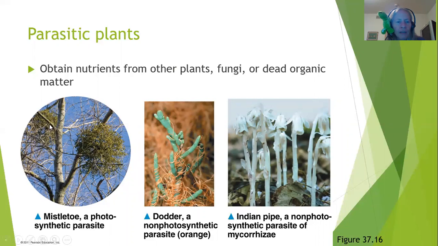Mistletoe can kill another plant. And so the mistletoe is a plant, and it is actually a green plant. It is photosynthetic, but it gets some of its nutrients by burrowing its roots into the plant that it is living on. And then we have a couple examples here on the right of non-photosynthetic plants. So one is this Indian pipe. It's a non-photosynthetic parasite, and it actually parasitizes mycorrhizae.